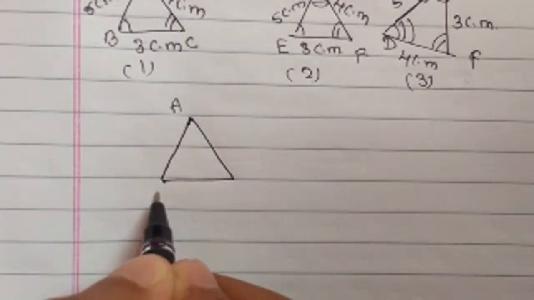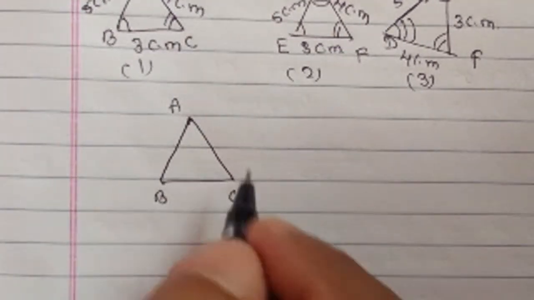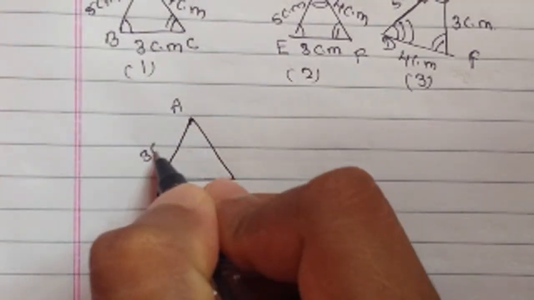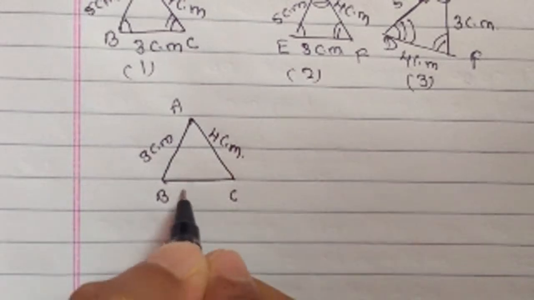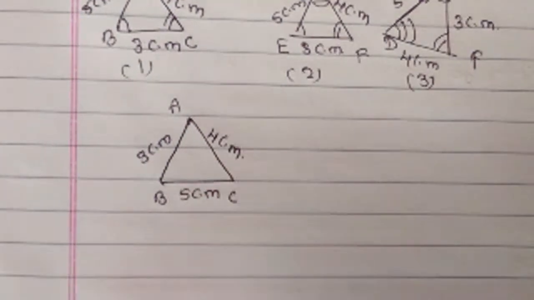So I will consider the endpoints as A, B, C. This length is 3 centimeter, this length is 4 centimeter, and BC equals 5 centimeter. Okay, I consider one scalene triangle. Now I will consider another triangle.